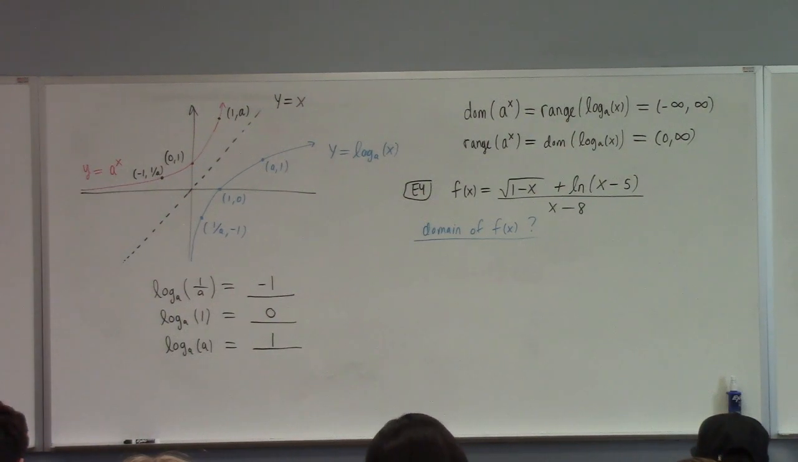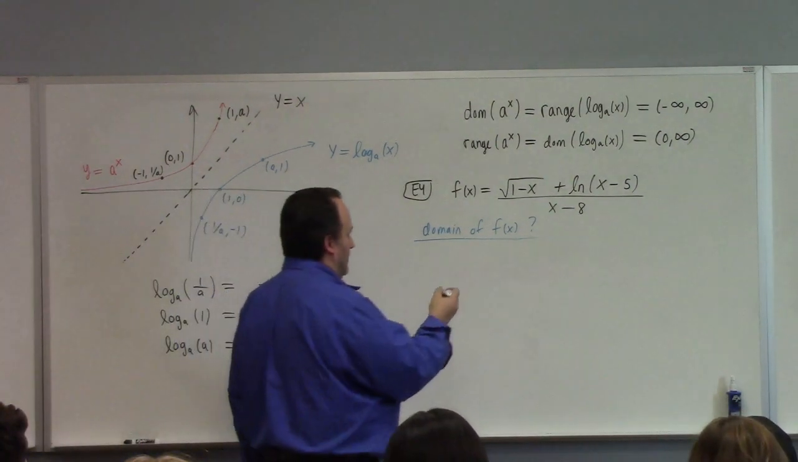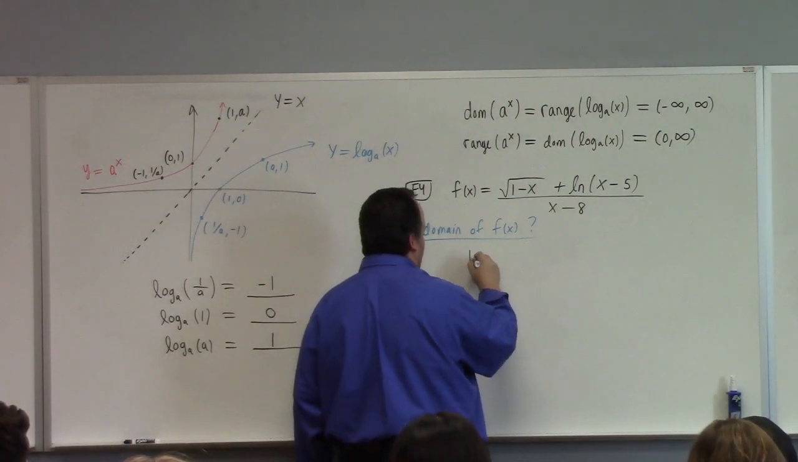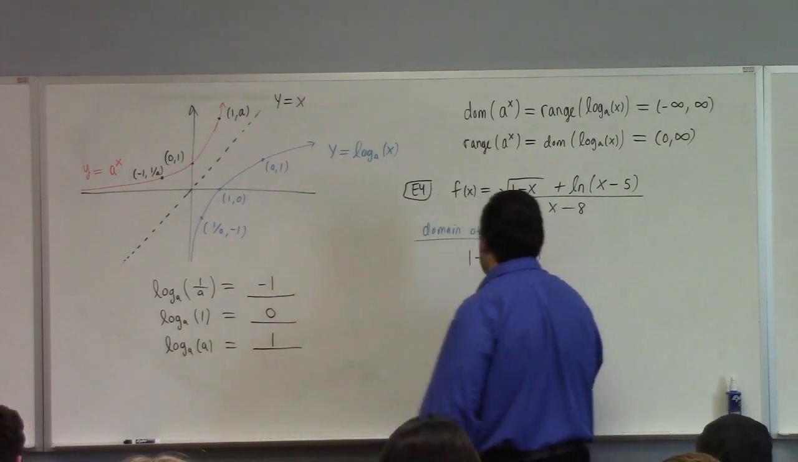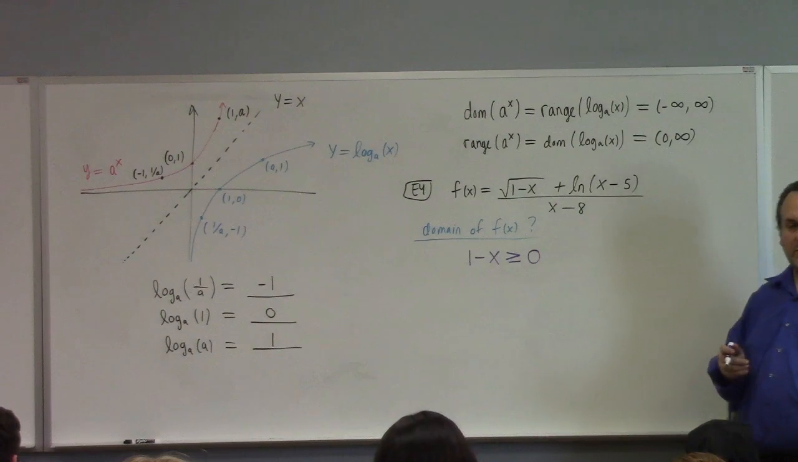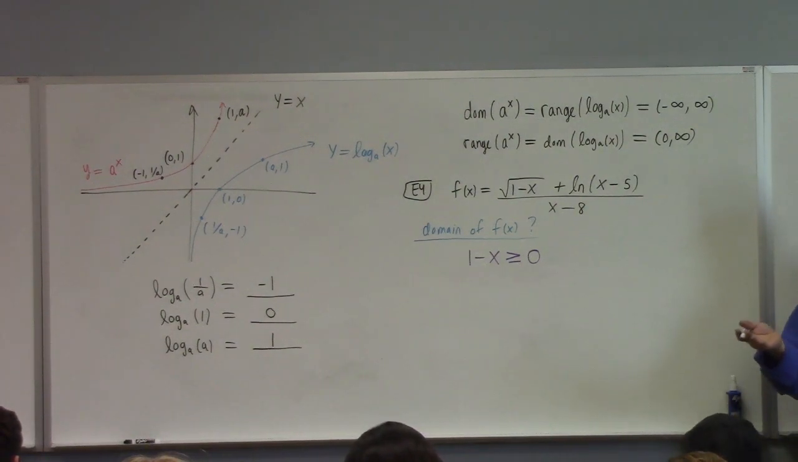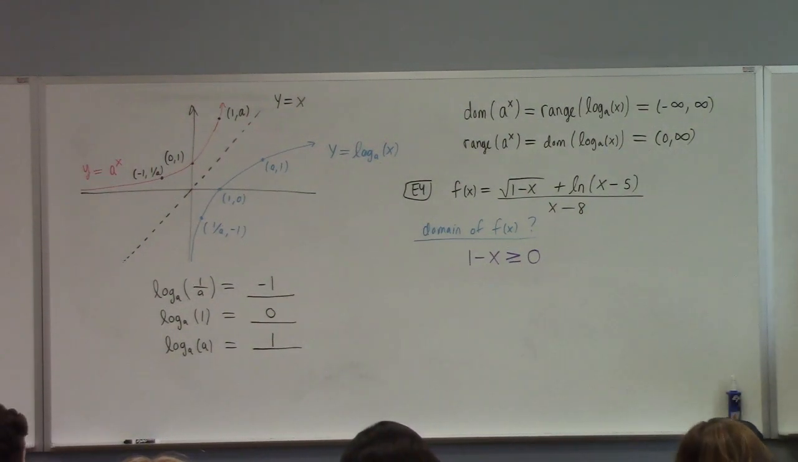What do we need? We need 1 minus x has to be greater than or equal to 0, right? We could take the square root of 0, that's fine. We're allowed to take the square root of 0. Square root of 0 is 0.